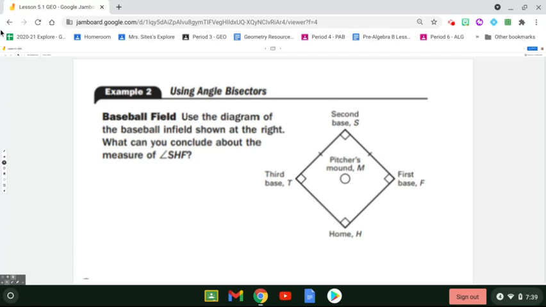All right, so we're going to be using some angle bisectors, and actually we're going to be drawing a little line here to help us out too. So we're going to use this diagram of a baseball infield shown at the right, and we're going to figure out what we can conclude about the measurement of angle SHF. Okay, so before we do that, we better actually draw a line through there. So I'm going to draw a line as best as I can through home plate, through the pitcher's mound, and to second base. I want you guys to do the same.